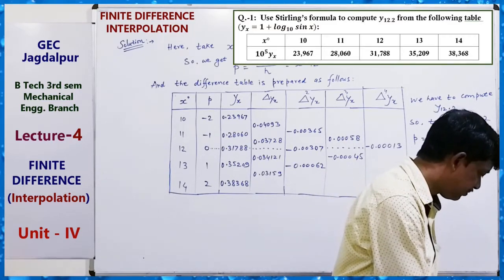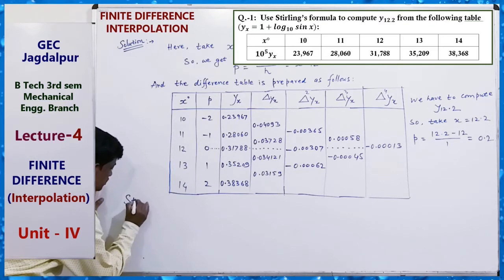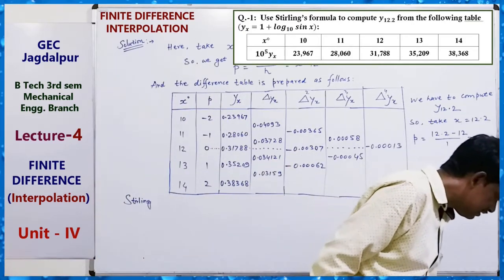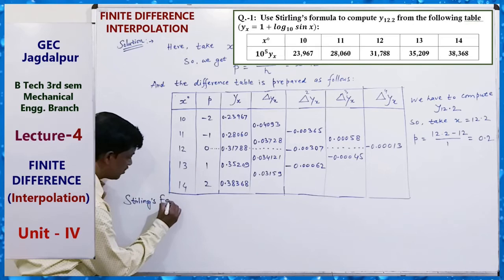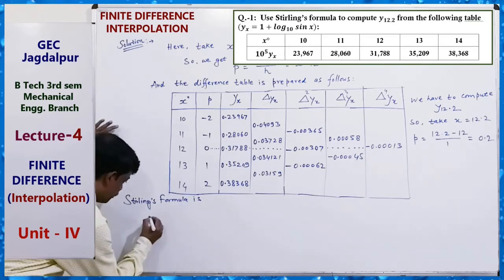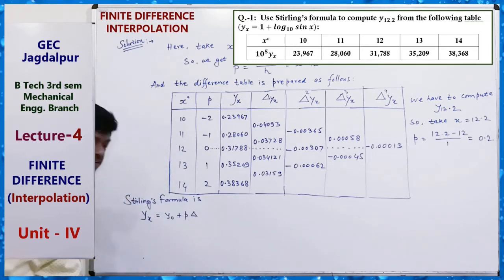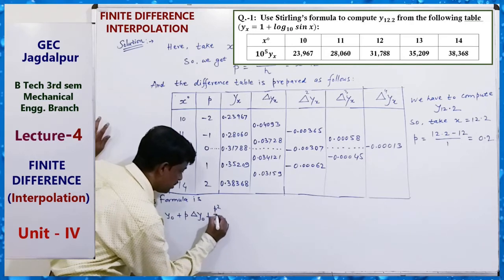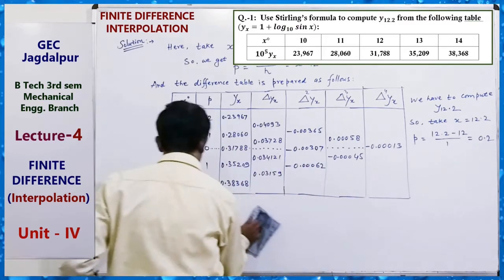We know the Stirling formula. Just write the formula here: yx equals y0 plus p times the first forward difference, then p square by 2 factorial.